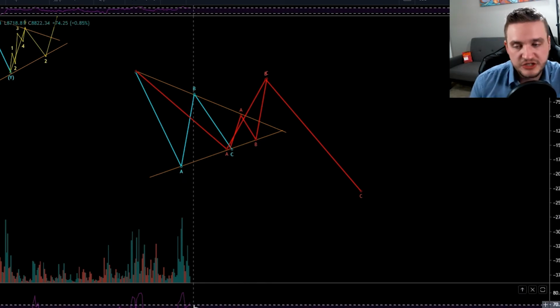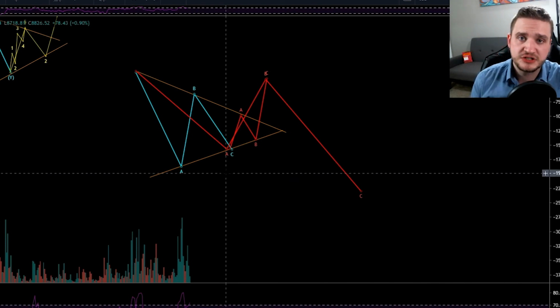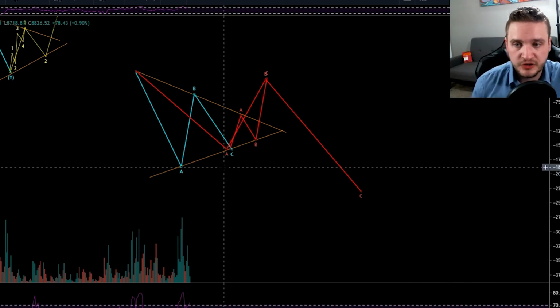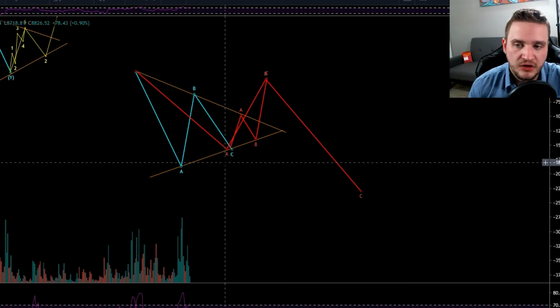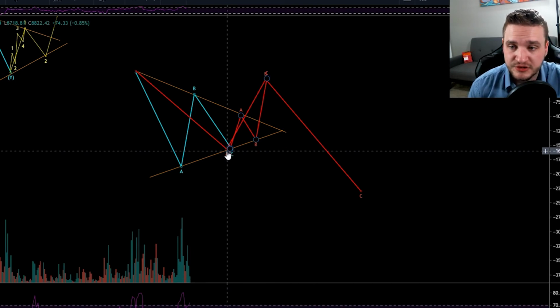So you know that RSI should print that same pattern. So if there's any sort of hidden bullish divergence, any just regular bullish divergence, any sort of divergence at all, that is also going to help you indicate that you're not dealing with a triangle.